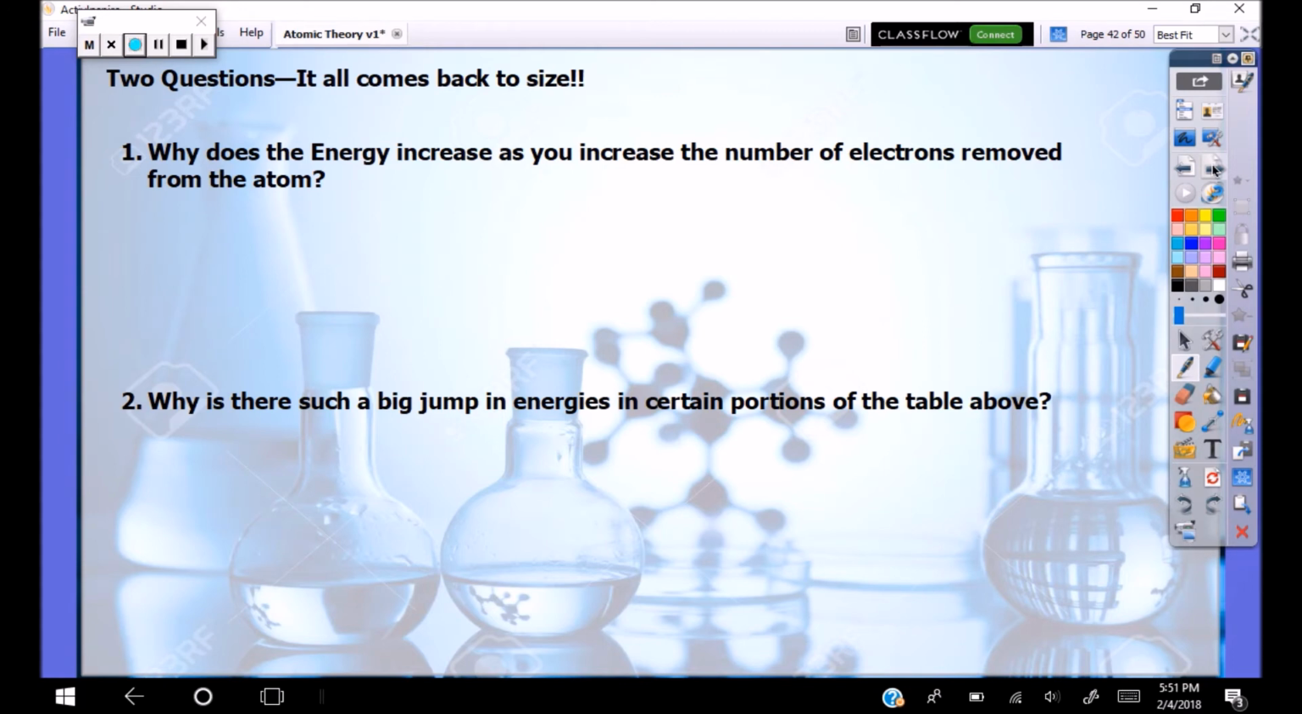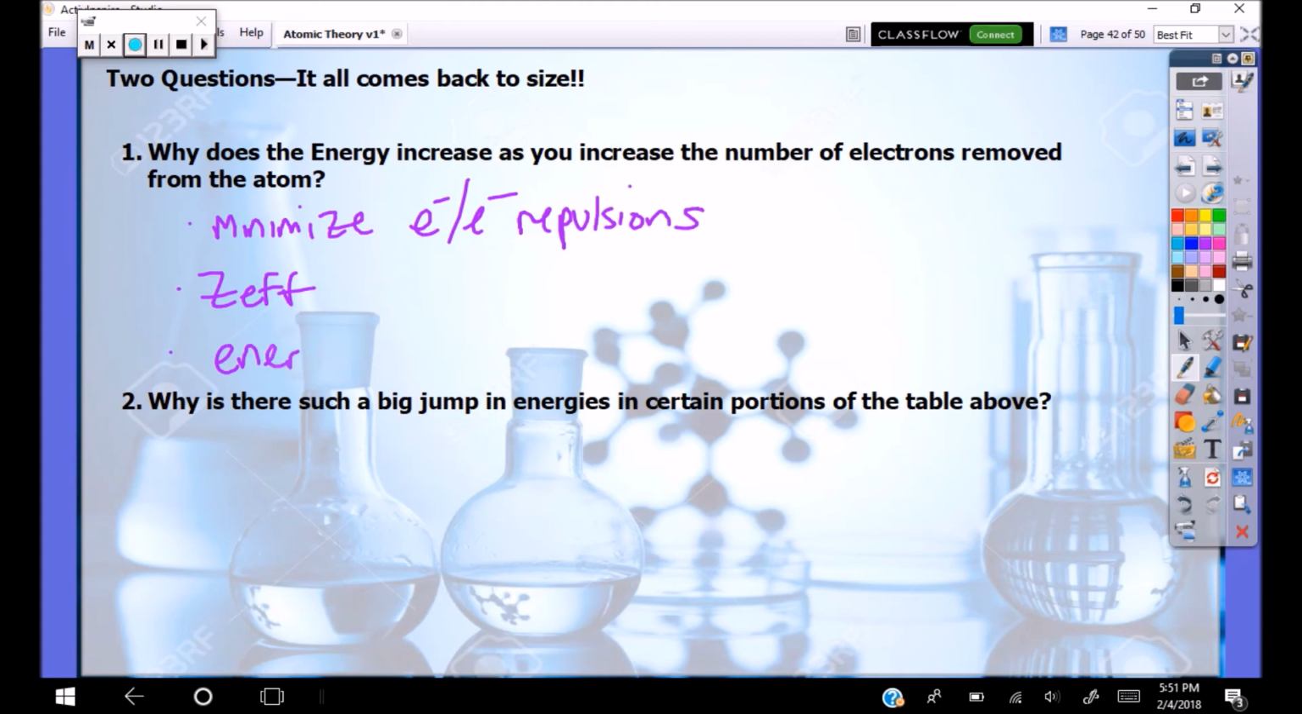So why does the energy increase as you increase the number of electrons removed from the atom? There are several reasons. Again, like we said, minimizing our electron-electron repulsions. We also know our effective nuclear charge plays an effect there, so we have to look at Zeff. We can also look at energy levels. It just gets harder and harder, especially going from energy level to energy level. Right?